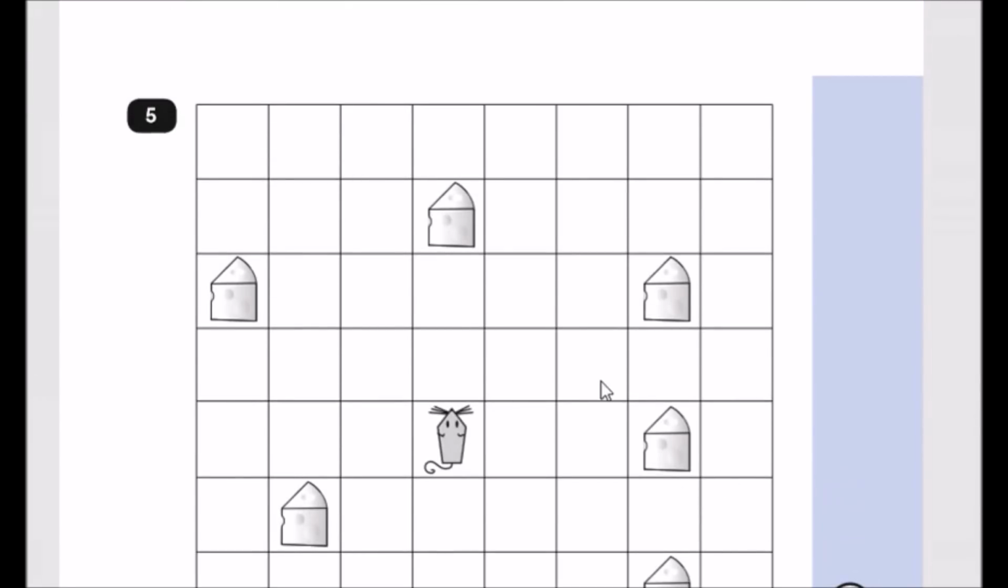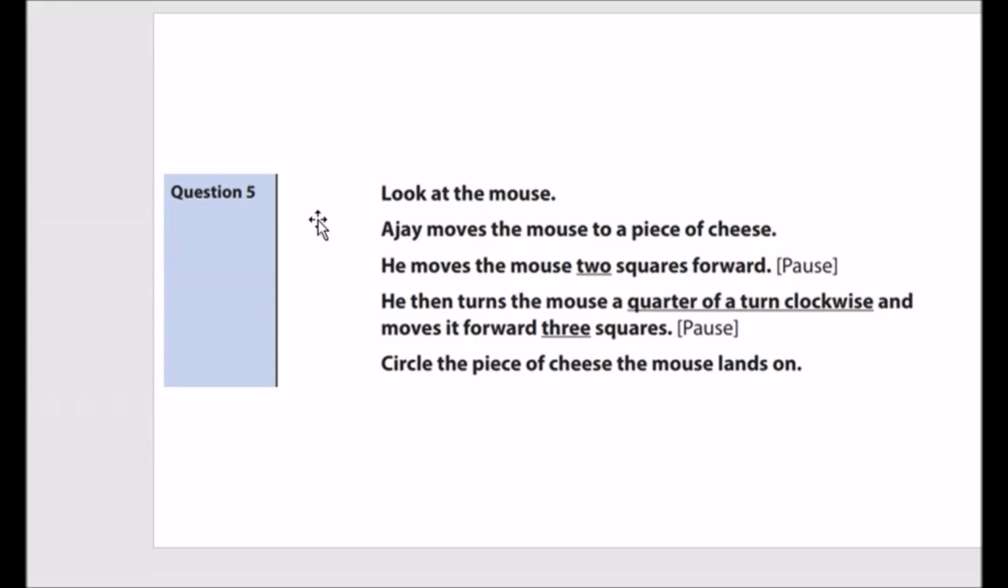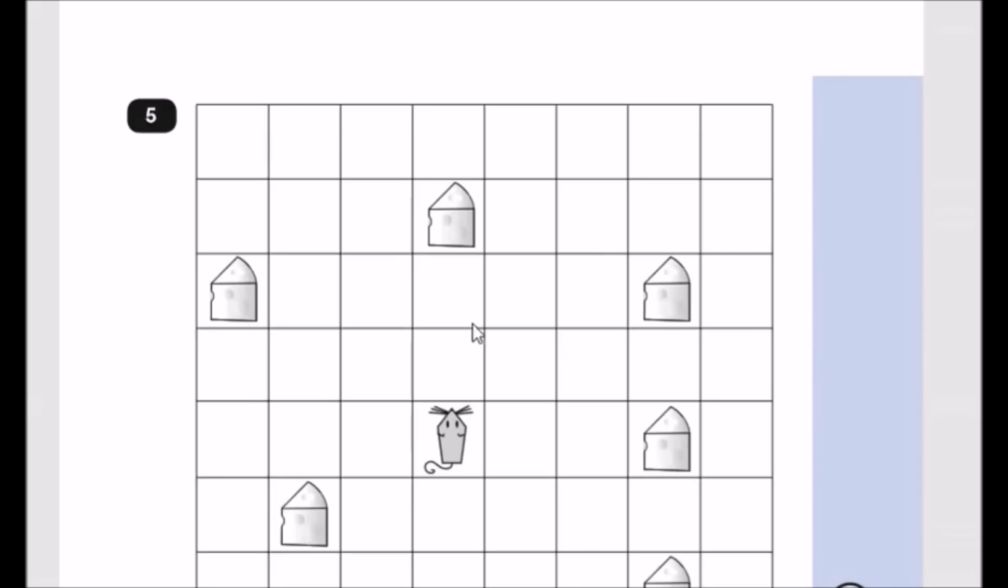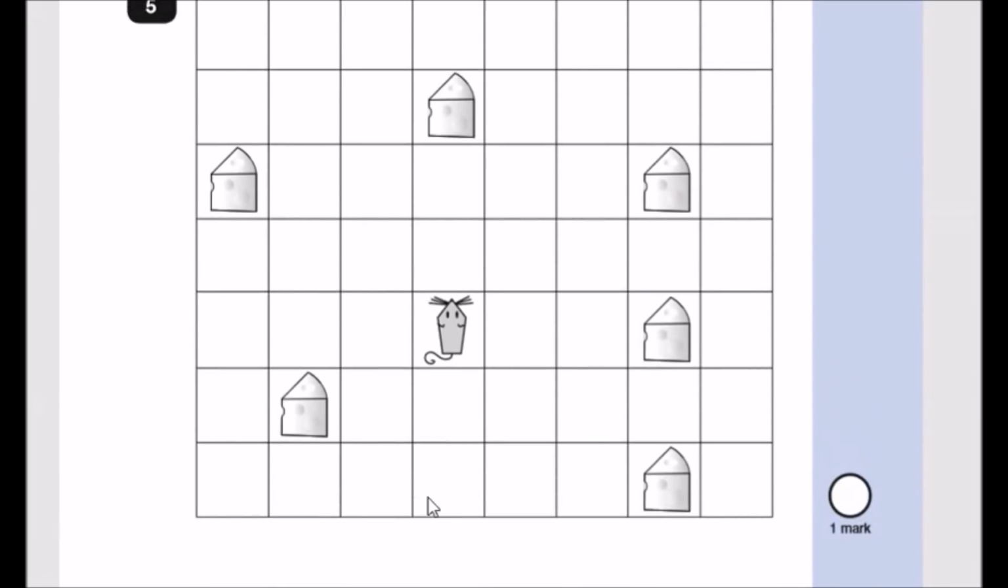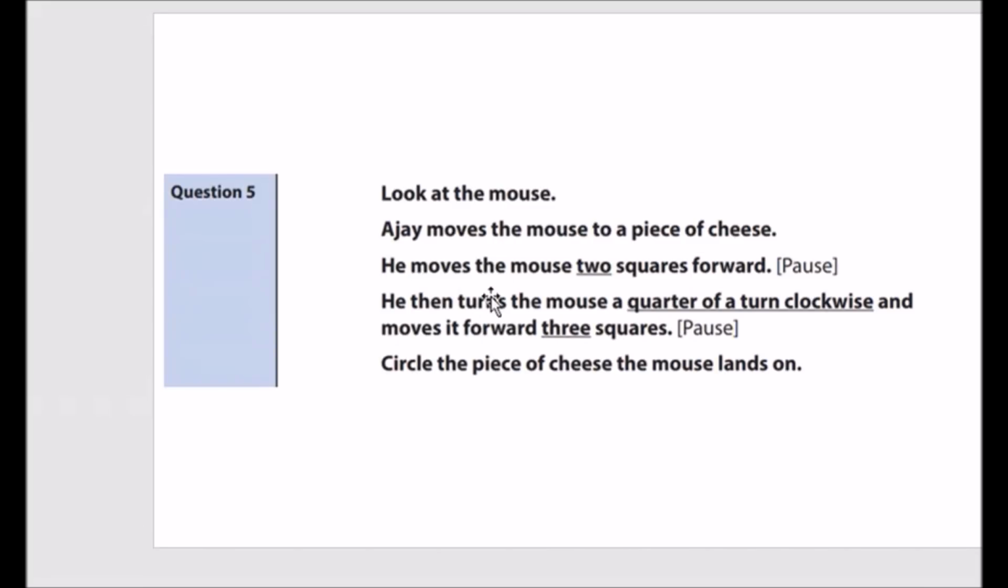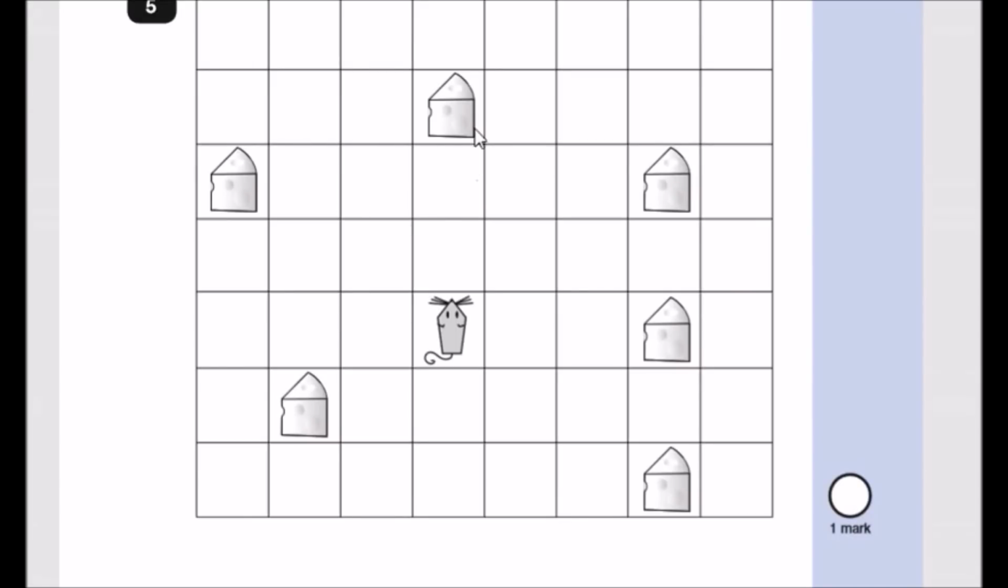So now let's move on to the last reading exercise. Number 5. So look at the mouse. AJ moves the mouse to a piece of cheese. So let's look back at the diagram. So here are several pieces of cheese and there is the mouse. He moves the mouse 2 squares forward. And so let's pause the video there. So where's the mouse going to be? It's going to be 1, 2. So the mouse is now here.